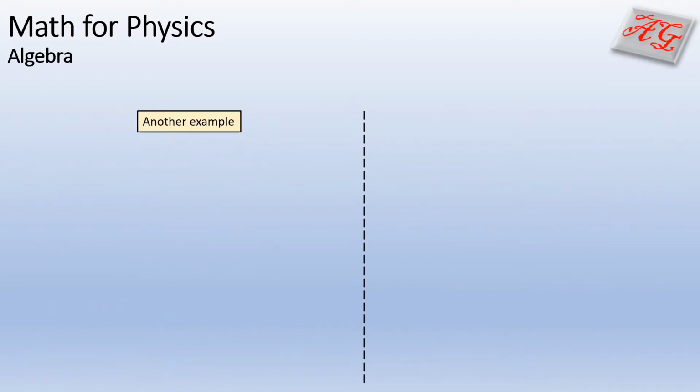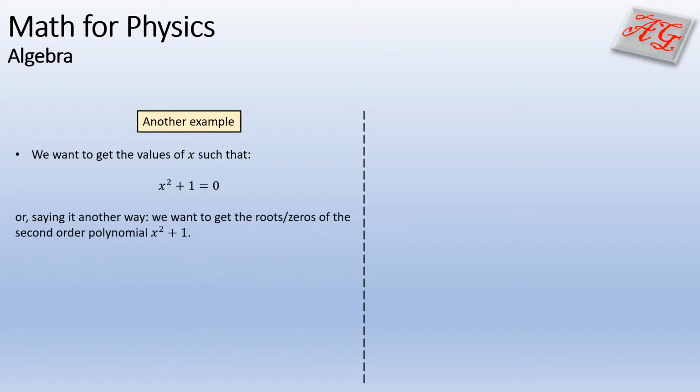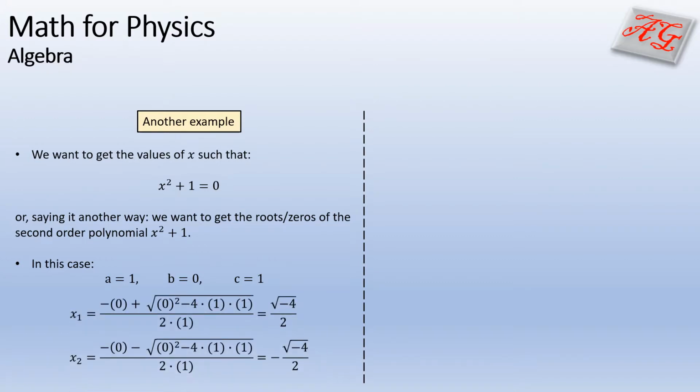So let's look at another example on how to use this formula. Say we have an equation of the form x squared plus 1 equals 0. That is, we want to find the roots of this polynomial or the values of x for which the polynomial is 0. Following the prescription, this equation is already set in standard form with a equals 1, b equals 0, and c equals 1. When we replace the values of a, b, and c in the formulas to obtain x1 and x2, we can see that a square root of a negative number is involved. Now there is a problem, since there is not a real number that multiplied by itself gives minus 4.